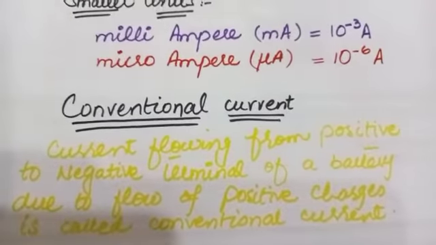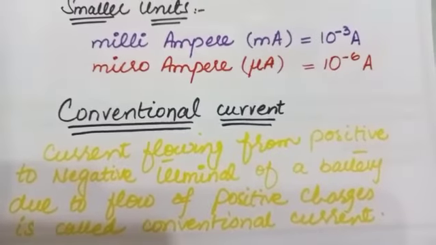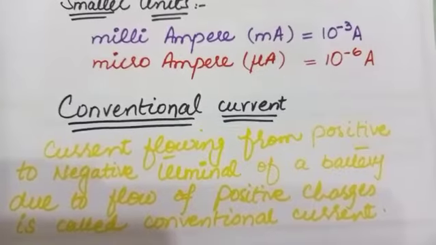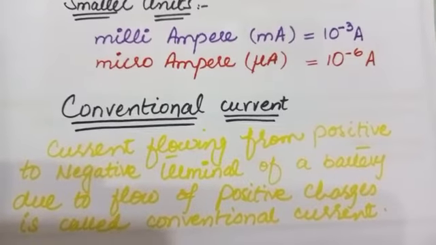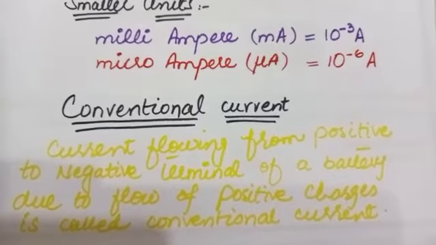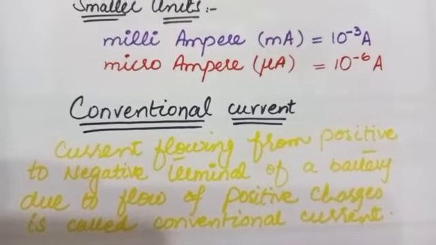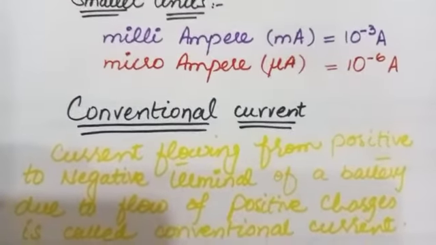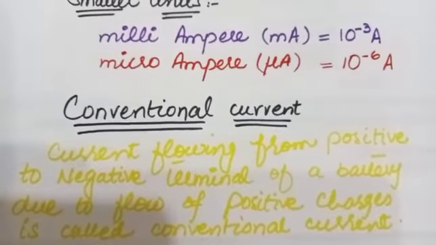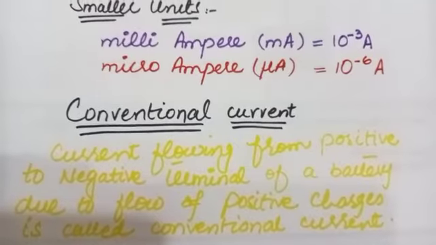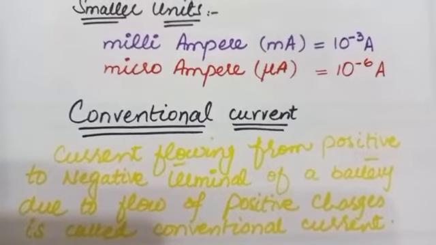So, conventional current is defined as current flowing from the positive to the negative terminal of the battery only due to the flow of positive charges. Conventional current also produces the same effect as the current flowing from negative to positive terminal due to the flow of negative charges. They have no different effect, but we name it differently because in conventional current only positive charges flow, while in electric current generally both positive and negative charges flow.